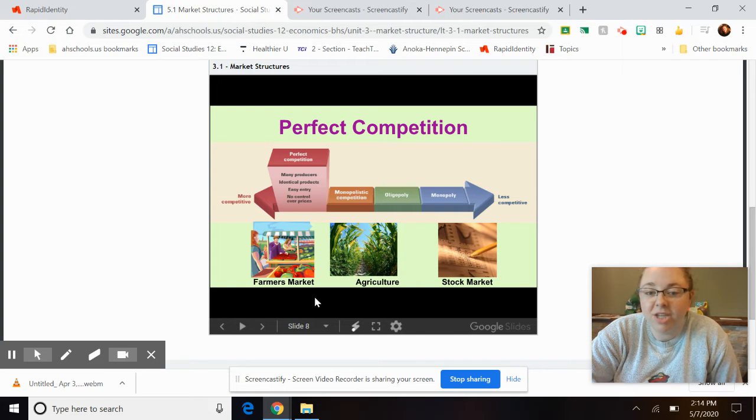So perfect competition: many people producing identical products. Entry is easy. I can start a garden in my backyard and enter the market right now. So entry is extremely easy. You can sign up and go to a farmer's market and sell your stuff. And then the last one, there's no control over prices. You have zero control over prices.